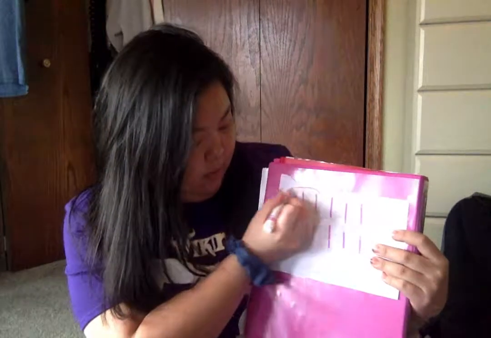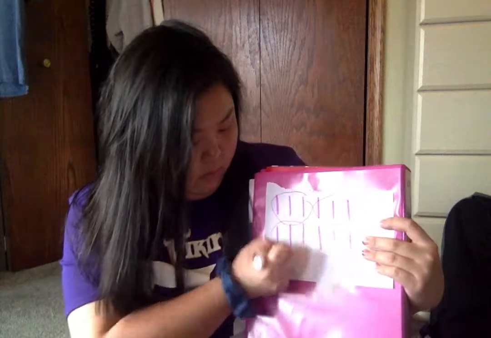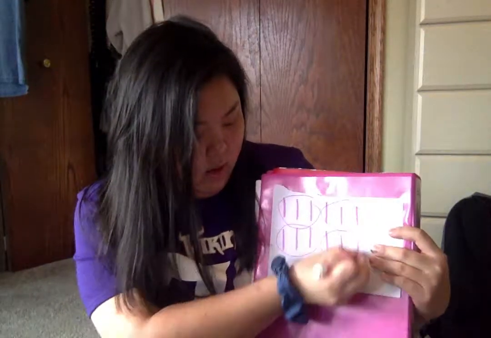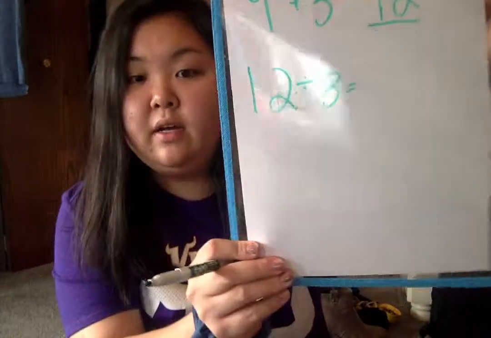1, 2, 3. 1, 2, 3. 1, 2, 3. 1, 2, 3. So I know that there will be 4 groups of 3. So I know that 12 divided by 3 equals 4.